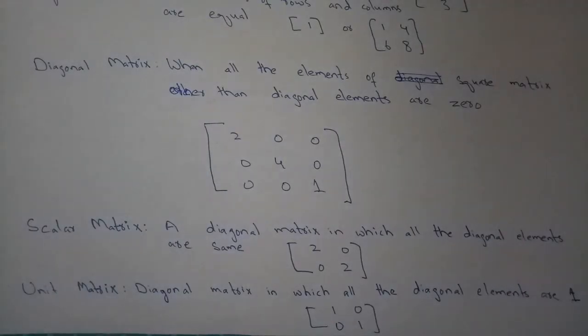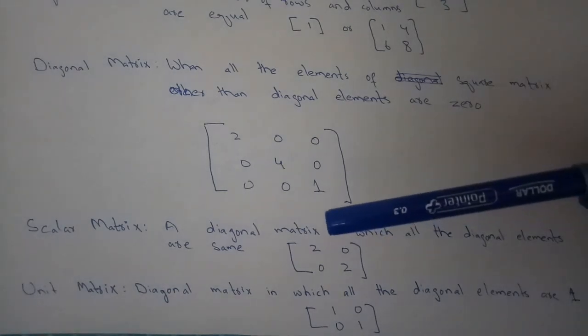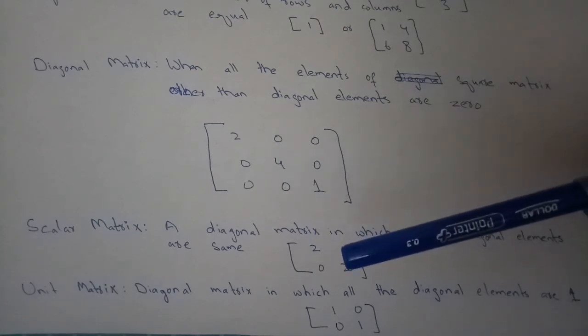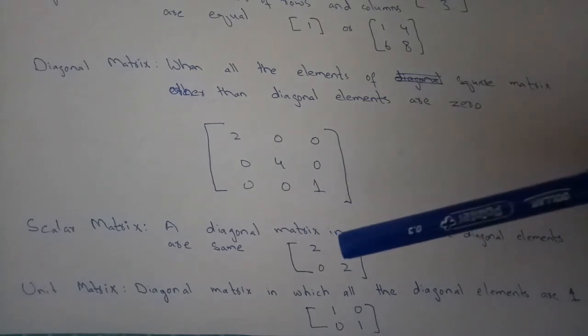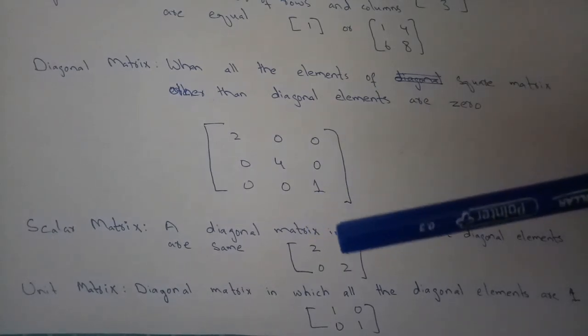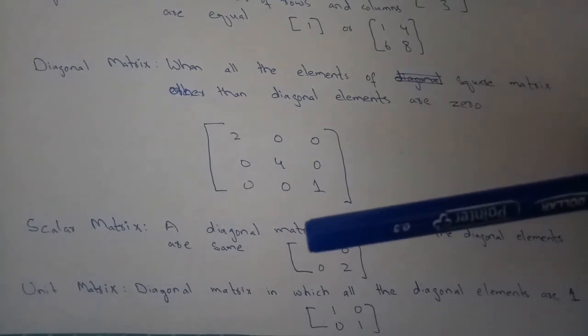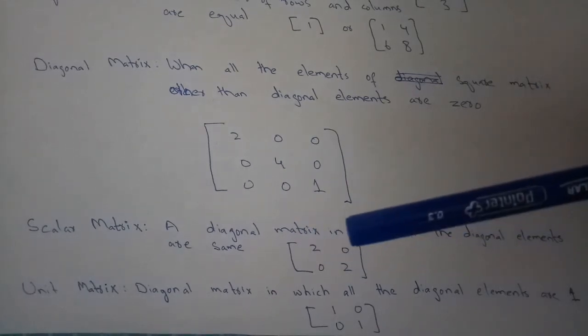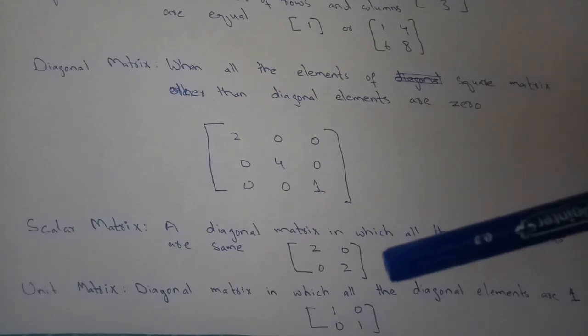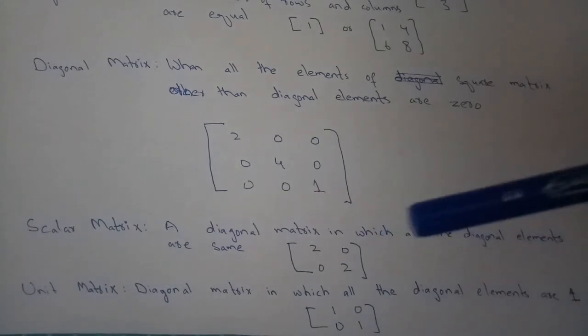Now the scalar matrix. It is a diagonal matrix in which all the diagonal elements are the same. Here the diagonal elements are the same, 2 and 2. It could be 3 and 3, or 4 and 4. In the 2 by 2 form or 3 by 3 form, the diagonal elements should be the same and the other elements should be 0. So this is the scalar matrix.